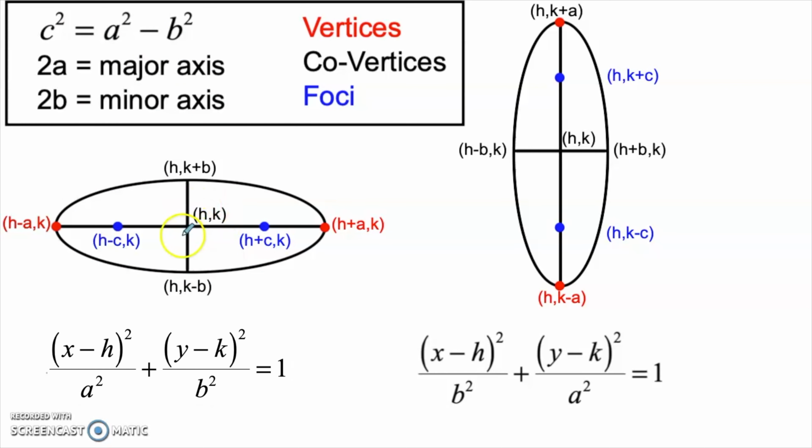All of these coordinates here are pretty simple if you just think through them. If the center of the ellipse is h, k, you know that c is the distance to the foci, so h plus c, k, and h minus c, k will get you to the foci. h, k plus b and minus b will be the co-vertices, and h plus a, k, h minus a, k would give you the major vertices. Armed with all of that information, we're ready to solve some problems and actually graph some ellipses.